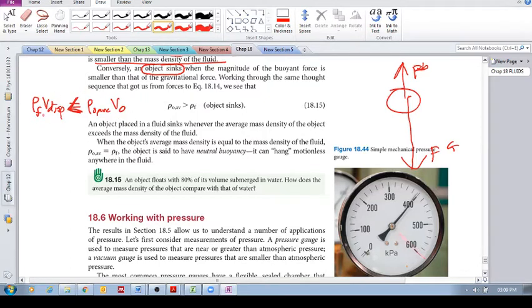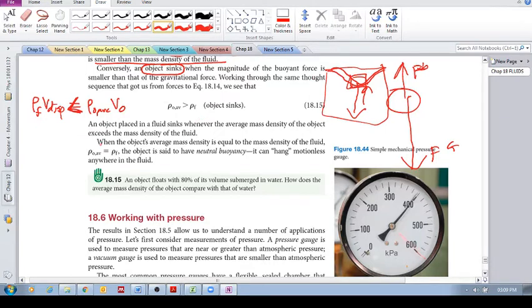So rho f is smaller than rho of the object. So the density of the fluid is smaller than the density of the object. For example, a little steel block inside water is just going to sink. But if you change that same steel block so that it displaces a large enough amount of water, then the buoyancy force will be large enough to stop it from sinking.